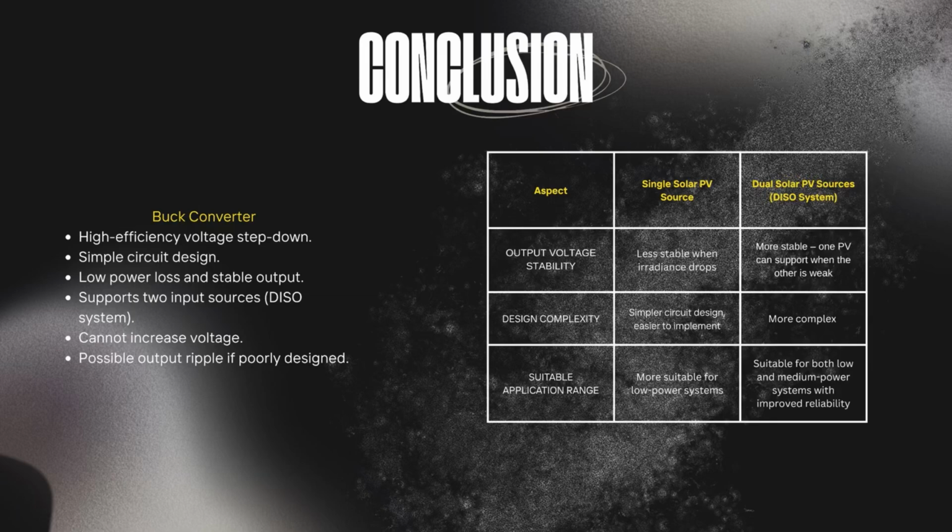For the solar PV, on output voltage stability, when I'm using a single solar PV source, it will be less stable when irradiance drops. But for dual solar PV source, it will be more stable because one PV can support when the other is weak. For the design complexity, it is a simpler circuit design and easier to improve for single solar PV source. But for dual solar PV source, it will be more complex. For the suitable application range, single solar PV source will be more suitable for low power system. But for the dual solar PV source, it will be more suitable for both low and also medium power system with improved reliability.